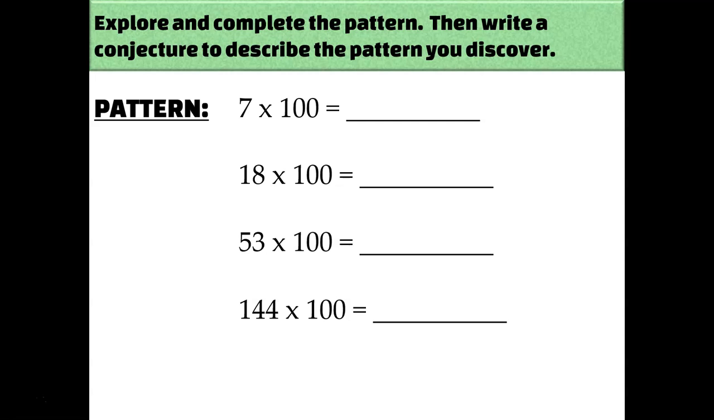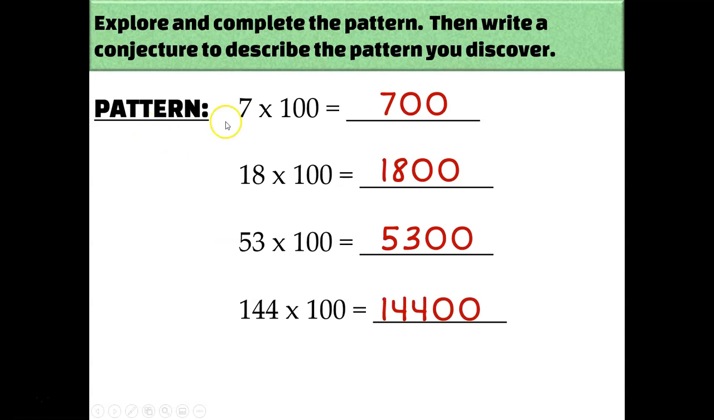Let's see how you did. Well, hopefully you didn't even need a calculator to solve these, right? If I multiply 7 by 100, I get 700. 18 by 100, I get 1800. 53 times 100 is 5300, and, well, 144 times 100 isn't 14400 per se. We would say that's 14,400, but you get the point.